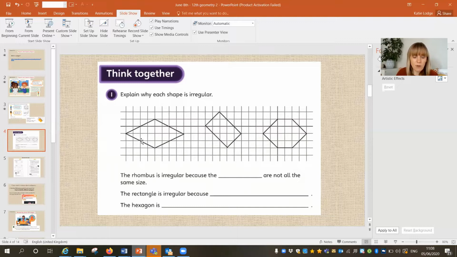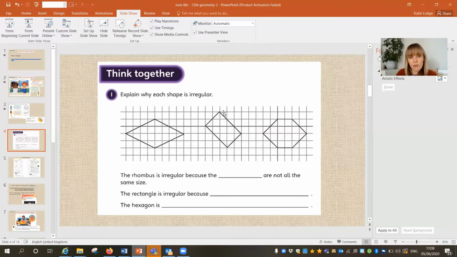Now, you can see at the bottom here that the two lines that meet are quite wide apart. That looks like an obtuse angle because it's greater than 90 degrees. Whereas these lines that meet in the middle look smaller, don't they? They look like an acute angle. They're less than 90 degrees. So therefore the rhombus is irregular because the angles are not the same.